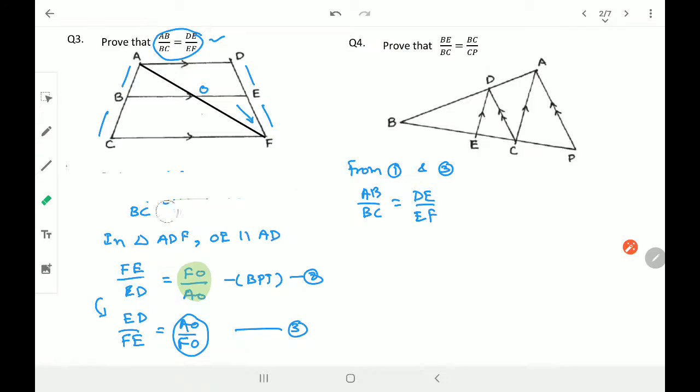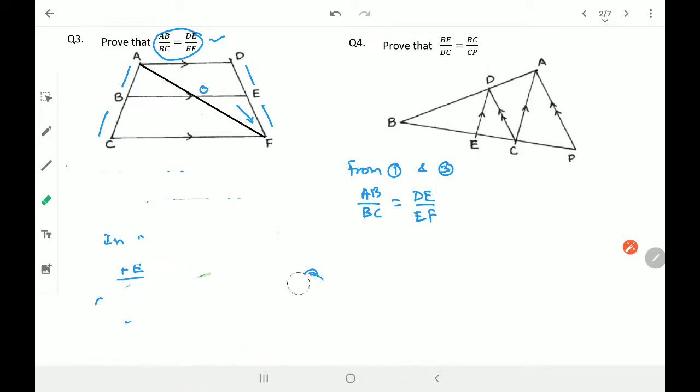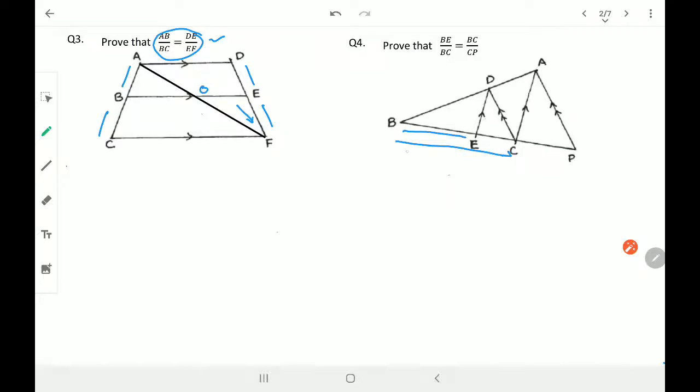Okay, it's very simple, the same thing we are doing, and rather the same thing throughout today's session we'll be doing. So you may find these things are very simple. Let's go for the next one. The next one is BE upon BC. You can check. BE upon BC is equals to BC upon CP.